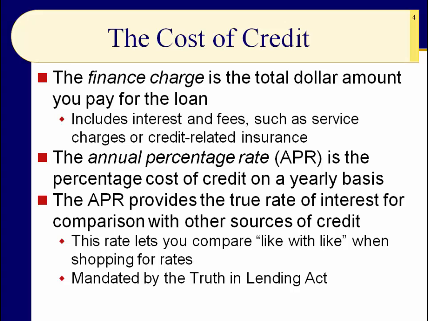But thanks to the Truth in Lending Act, now if a company is vying for your business and they offer you a loan for 60% and another company offers you the loan for 12%, you know that the 12% is a better deal because now they are using the same method. They are using the annual percentage rate. So that's good. You are comparing like with like when shopping for rates.